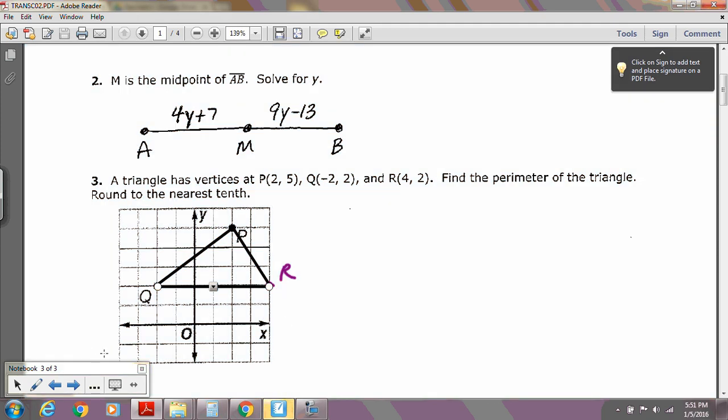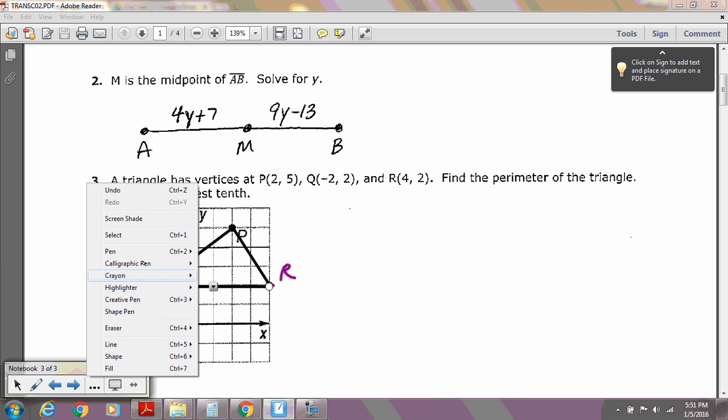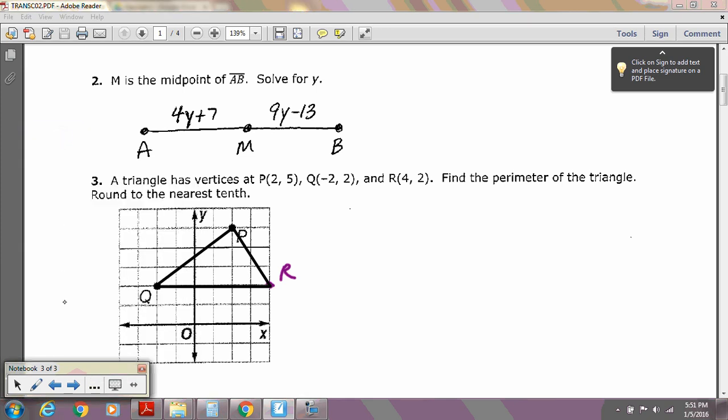Alrighty, so it wants us to find the perimeter of the triangle. In order to find the perimeter, you need to know the length of each side. Well, you would have to use the distance formula to do that, or Pythagorean's theorem. So let's use Pythagorean's theorem since that's most recent on our mind. However, you're going to have to use it twice. The distance from Q to R, you just count the units. So 1, 2, 3, 4, 5, 6 units.